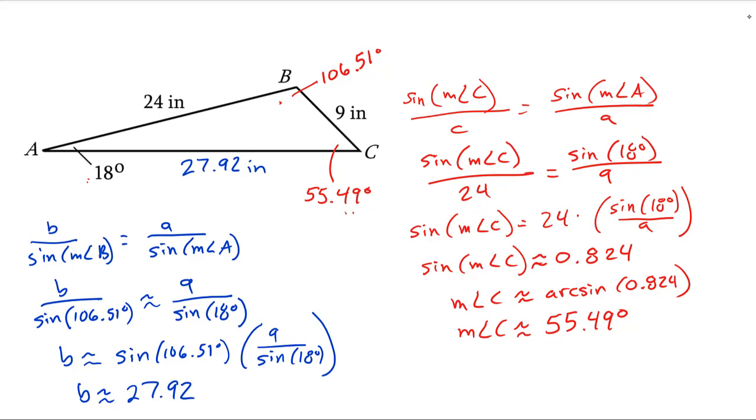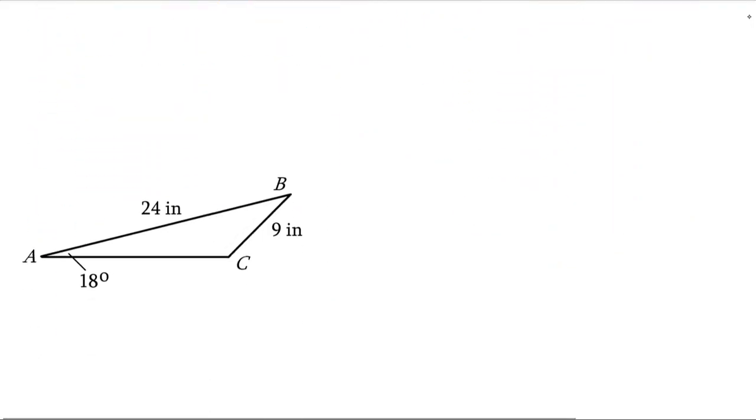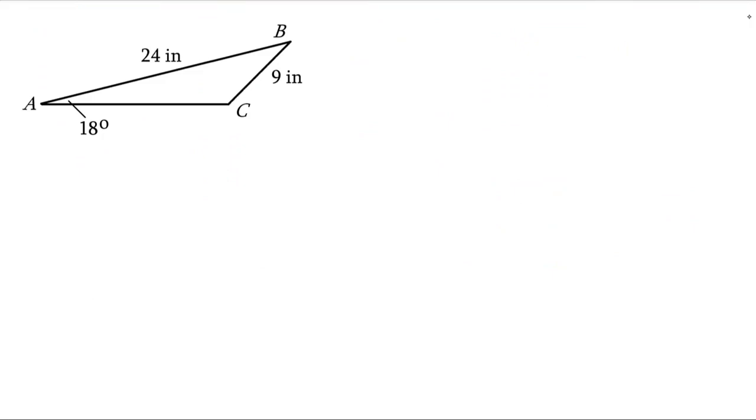Again, a quick check is usually a good idea here. The largest side length is going to be across from the largest angle measure, and the smallest side length will be across from the smallest angle measure. So 18 degrees is the smallest angle measure, 9 inches is the shortest side length, so that makes sense. 106.51 degrees is the largest angle measure, and 27.92 inches is the longest side length. So it seemed to check out. So that was for the first possible triangle.